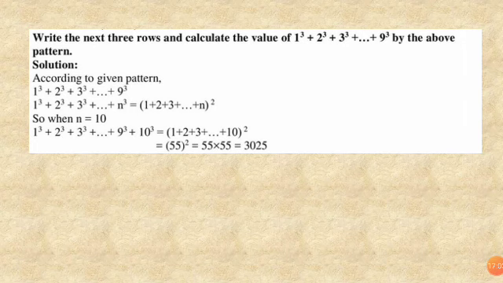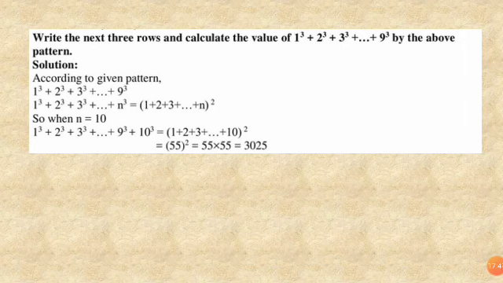Write the next three rows and calculate the values of 1 cube plus 2 cube plus 3 cube plus up to 9 cube, by the above pattern. According to the given pattern, 1 cube plus 2 cube plus 3 cube up to n cube. So here n is equal to 10: 1 cube plus 2 cube plus 3 cube plus up to 9 cube plus 10 cube.